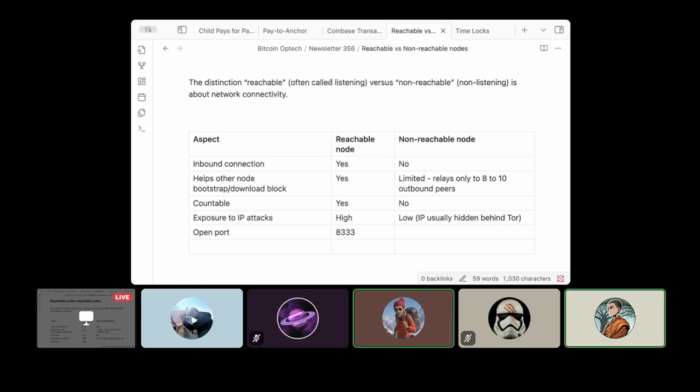Like if you maybe buy, yeah, if you buy a box from them, all these things might be installed by default. But you can always buy a Raspberry Pi and install Umbrel on it and run it on your own.